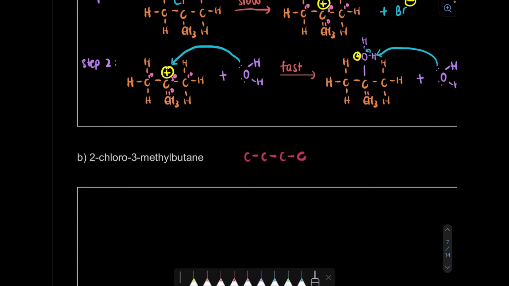And then on carbon number 2 and 3 we have substituents. On carbon 2 we have chlorine, on carbon 4 we have methyl. So make sure each carbon has 4 bonds. Okay, so complete it with hydrogen.